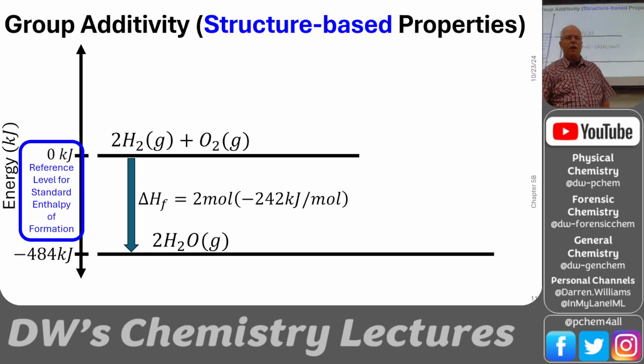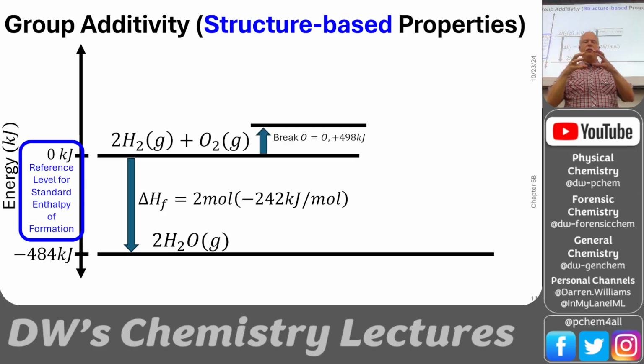Okay, what if we did this a different way? What if we broke the oxygen apart? And we would pay a penalty to do that. We would be breaking a double bond. We'll learn about double bonds and single bonds later. But we would break this really stable bond between the 2 oxygen atoms, and we would pay a penalty. So we're going uphill, so we've got to put in energy. We've got to pay our way, right? So that's going uphill 498 kilojoules.